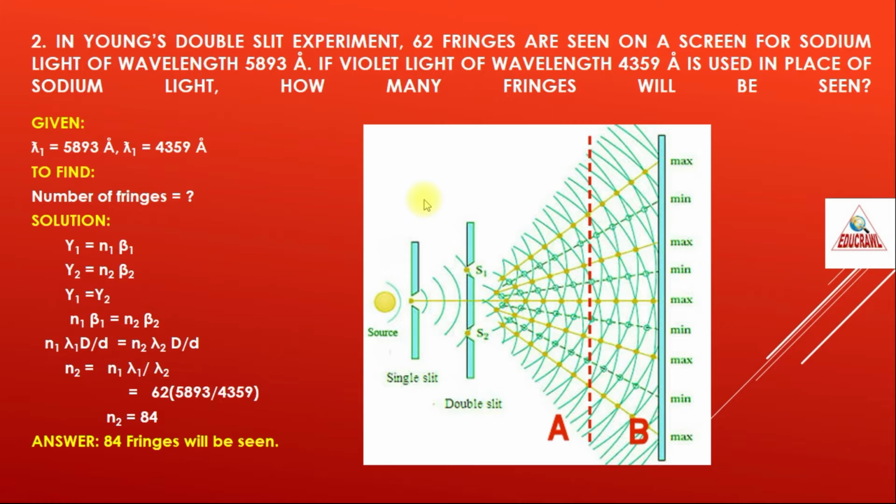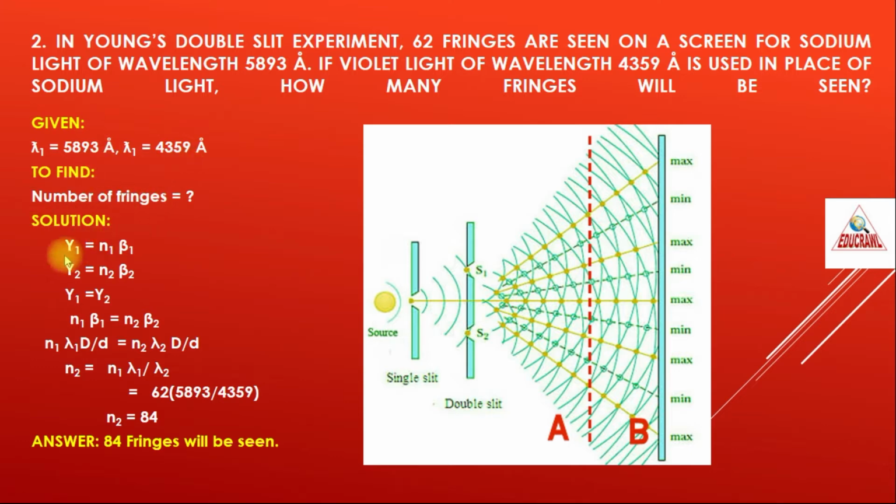The second problem. In Young's double slit experiment, 62 fringes are seen on a screen for a sodium light of wavelength 5893 Angstrom. If violet light of wavelength 4359 Angstrom is used in the place of a sodium light, how many fringes will be seen? So we will start the solution with the given data. Lambda 1 is equal to 5893 Angstrom and lambda 2 is 4359 Angstrom. We are supposed to find the number of fringes.